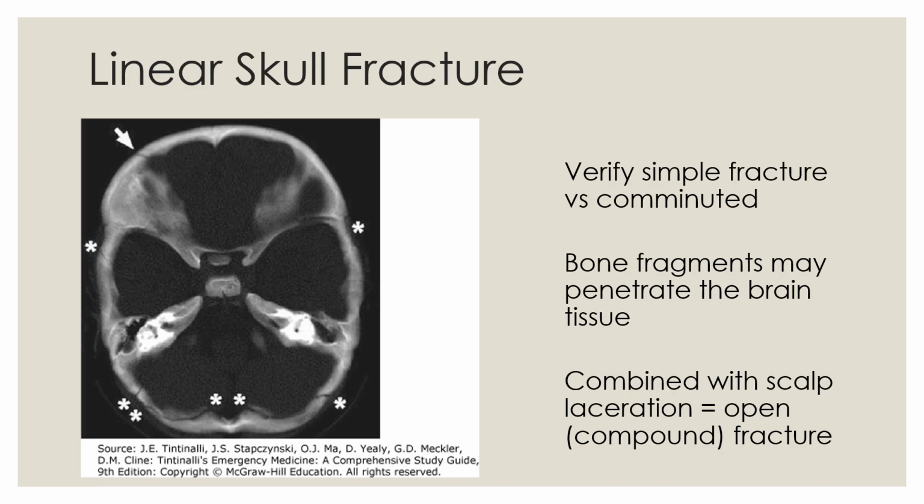So a linear skull fracture is exactly what it sounds like, and if you look here, you can see a number of abnormalities, but most particularly here we have a linear skull fracture. They can be simple or they can be comminuted. There can be fragmentation of the bone. And when that happens, you can have bone fragments that penetrate the brain tissue, although that's more common in a depressed skull fracture that we'll talk about next.